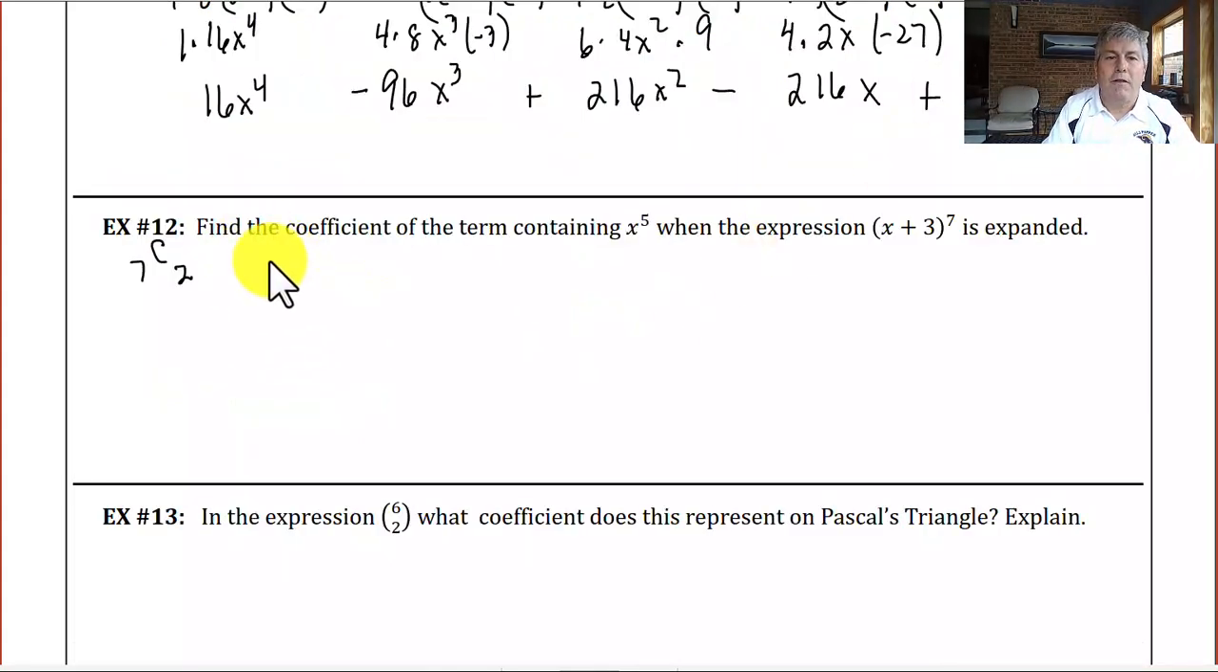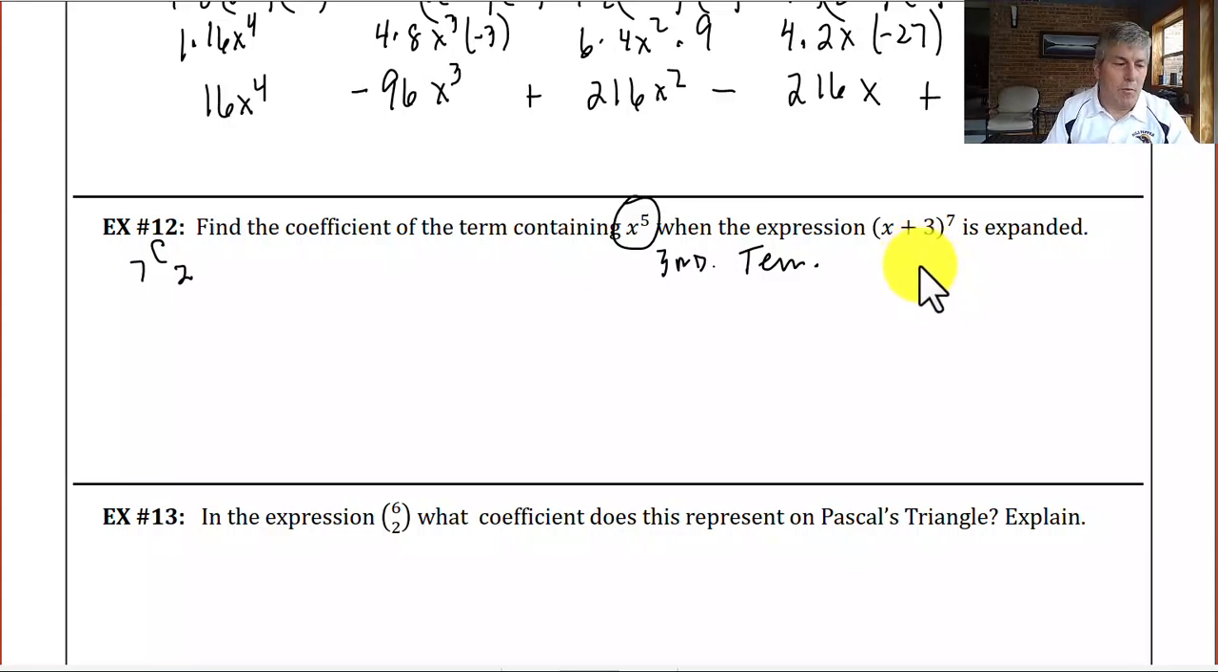In example 12, we want to find the coefficient of the term containing x to the fifth when the expression x plus 3 raised to the seventh is expanded. Well, our x's count down, so this is going to be the third term in our binomial expansion, because we're going to go x to the seventh, x to the sixth, x to the fifth. Okay, so this is going to be our third term.